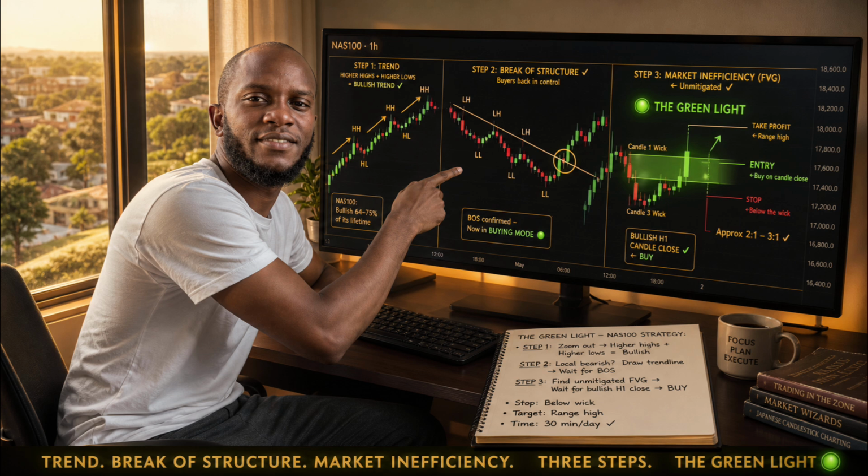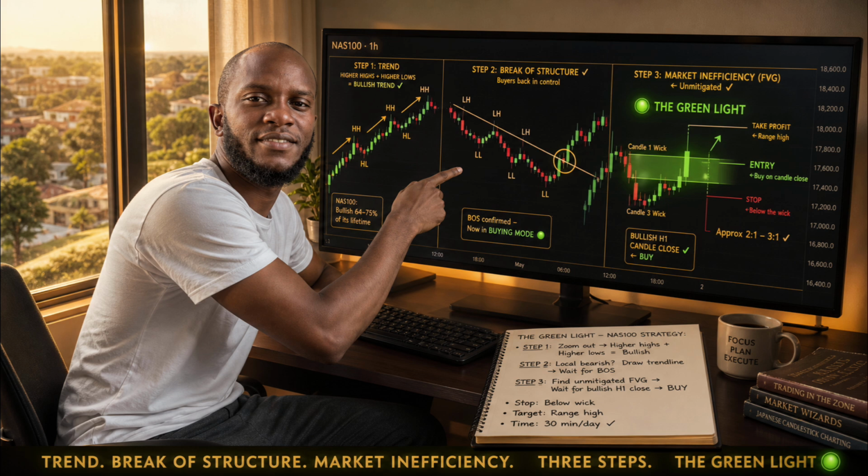Step 3: market inefficiency, find the 3 candle pattern. Candle 1's wick top, candle 3's wick bottom, the gap design. Candle 2's aggressive body skips the price range in between. That gap between the wicks, the FVG, marks the unseen.